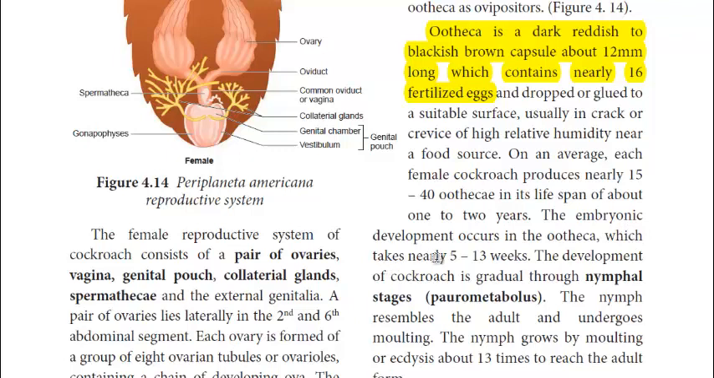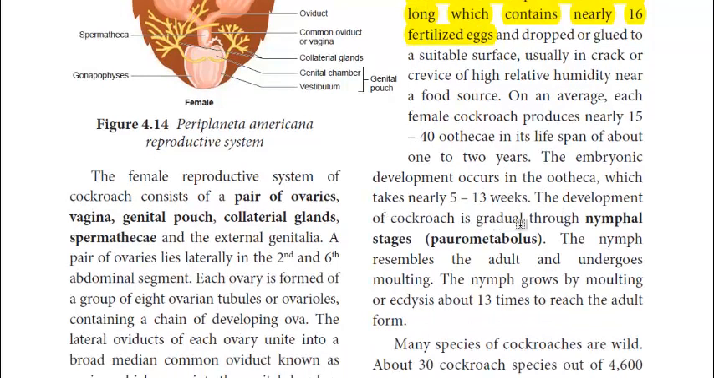Embryonic development occurs in the ootheca and takes nearly 5 to 13 weeks. And the development of cockroach is gradual, through the nymphal stage. So when it comes out of the egg, what is it called? Will it look like an adult? Yes, it looks like an adult, but it is very juvenile, and it is called the nymph stage. The development is paurometabolous.